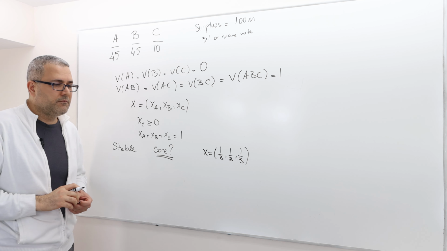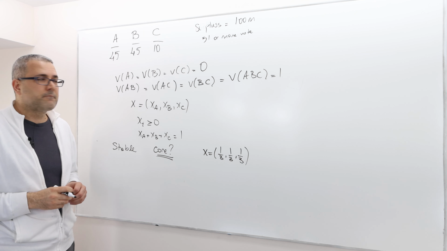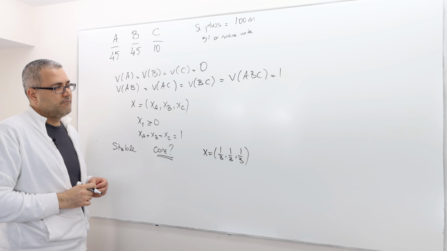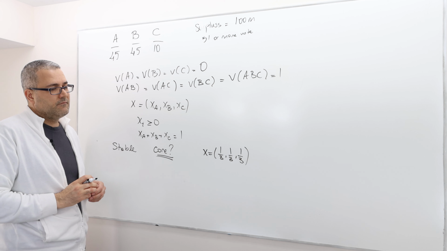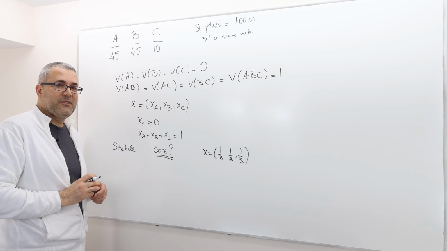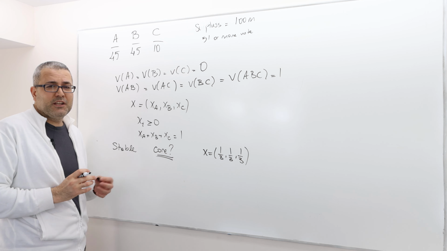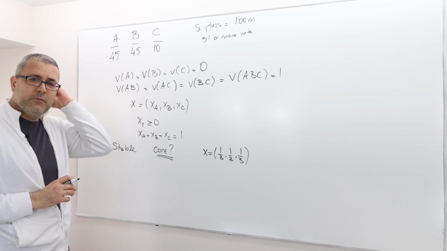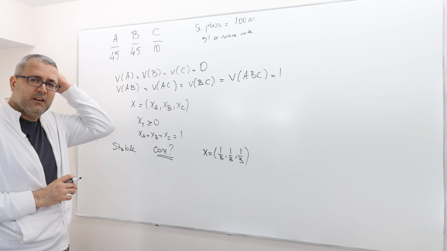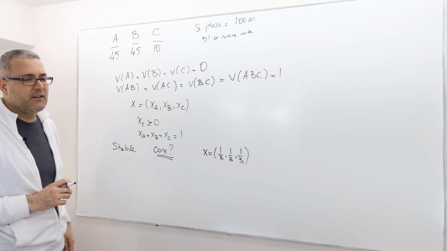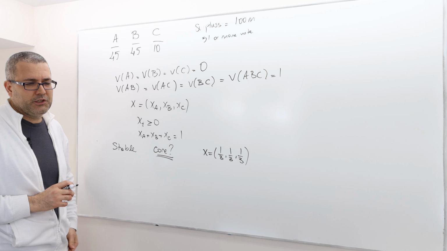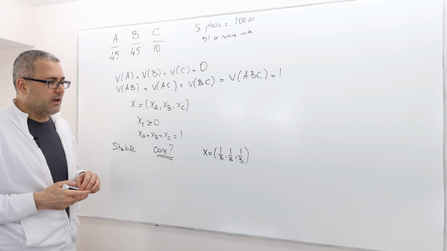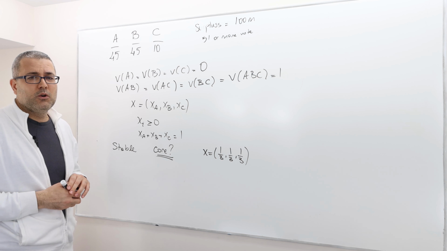Good start. What do you say? Well, it's in the core, right? Is it? How can I check if it is in the core or not? Does any coalition have incentive to deviate and form a sub-coalition? Right? That's the sort of intuitive idea of the core.